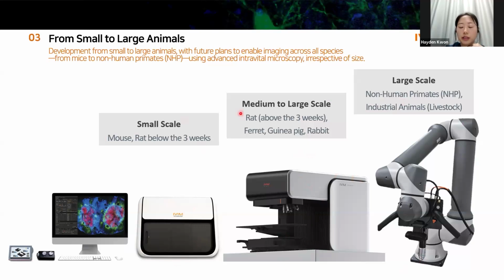Today I will focus on the IVM free space systems designed for small to medium animals such as adult rats, three weeks or older, ferrets, and guinea pigs. Along with this, I will also share several application results we obtained using this platform.